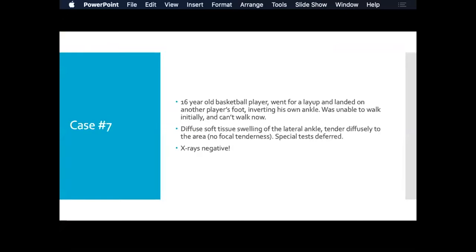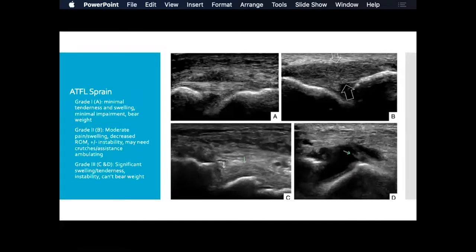16-year-old basketball player went up for a layup, landed on another player's foot, inverting his own ankle, was unable to walk initially and can't walk now. Diffuse soft tissue swelling over the lateral ankle, tender diffusely to the area, no focal tenderness. Special tests deferred because you're not cruel. X-rays show soft tissue swelling, but the X-rays are negative. So obviously it's ankle sprain. One nice thing, once again, about ultrasound is being able to grade that sprain in your clinic, and if you're being nice and gentle at the sideline.